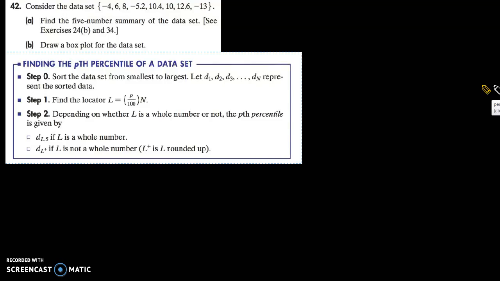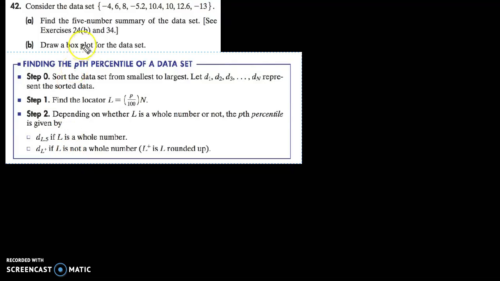Okay, for number 42, we want the 5-number summary. And then underneath this, that little excerpt from the book, I put the rules for finding percentiles, because the 5-number summary, right, is really the 25th percentile, the median, which is the 50th percentile, and the 75th percentile. And so I want to explain these a little bit.